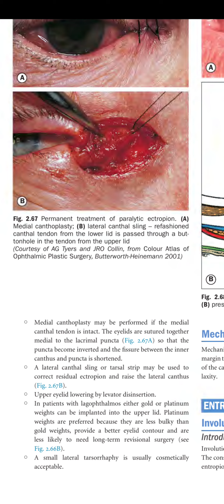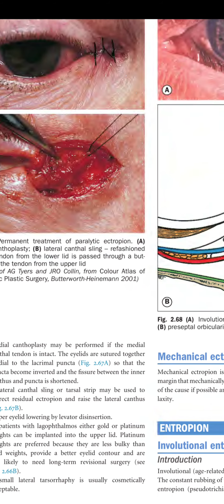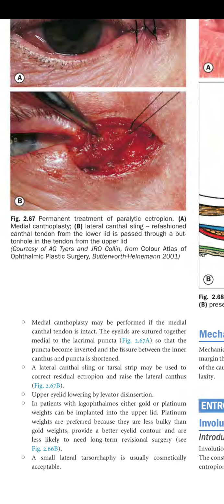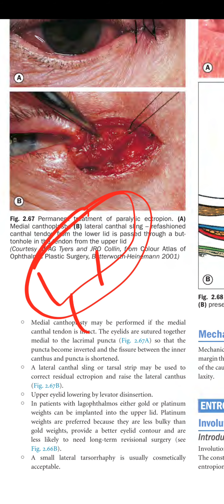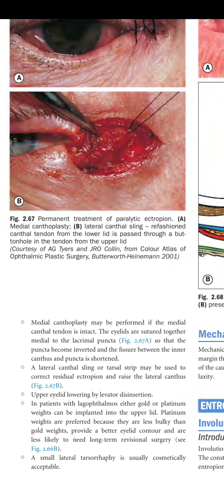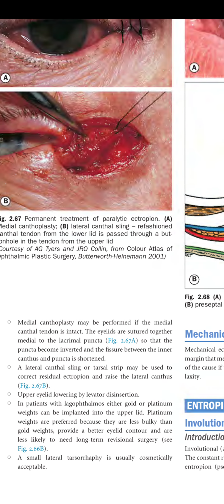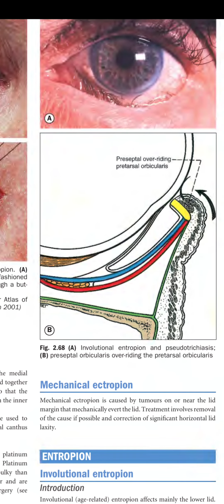In a patient with lagophthalmos, either gold or platinum weights can be implanted into the upper lid. The platinum weights are preferred because they are less bulky than gold weights, provide a better eyelid contour, and are less likely to need long-term revisional surgery. So you can put the weights on the upper lid as well. It will induce some kind of ptosis in the patient with the weights. A small lateral tarsorrhaphy is usually cosmetically acceptable.